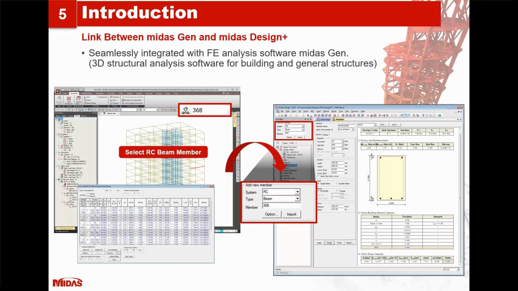So, you can link your Midas Gen file to Design Plus. For example, you want to design a certain beam, so you just select it in the Midas Gen model, and then automatically Design Plus will identify that member or node number, and then it will import the material properties, section properties, as well as the loadings.